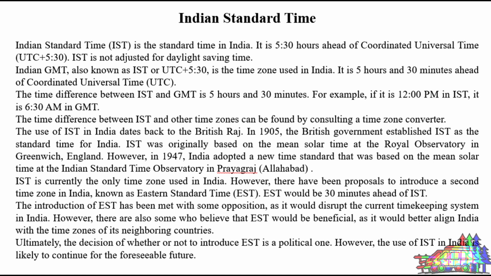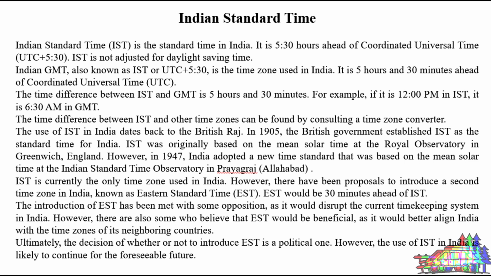In 1905, the British government established IST as the standard time for India. IST was originally based on the mean solar time at the Royal Observatory in Greenwich, England. However, in 1947, India adopted a new time standard that was based on the mean solar time at the Indian Standard Time Observatory in Prayagraj, Allahabad. IST is currently the only time zone used in India.